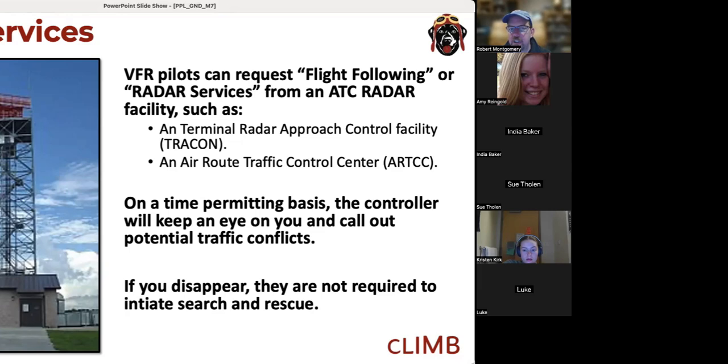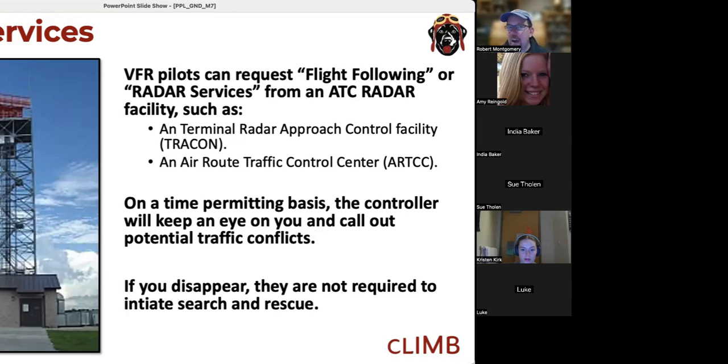It's important to understand, though, that this is a time available service. They are in no way responsible for separating you from other traffic, and they're not obligated to track you wherever you go. I've had times where I was flying along and they forgot to switch me to the next frequency and forgot to tell me I was getting to the edge of their airspace. I went motoring off into Never Never Land because I didn't know where the boundary was, and eventually I realized I couldn't talk to them anymore. They're not going to initiate search and rescue, or they're not required to. If they suspect something's wrong, they will.